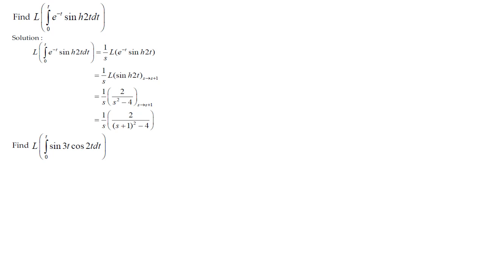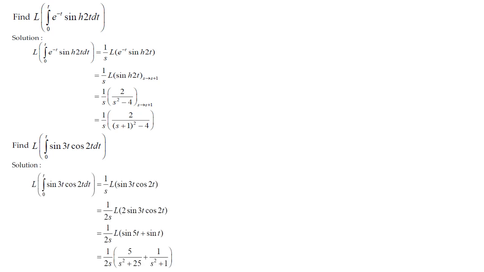Similarly, we can solve for this sum also. L of the integral from 0 to t of sin 3t cos 2t dt is equal to 1 by s times L of sin 3t cos 2t, which is equal to 1 by 2s times L of sin 5t plus sin t. When we apply the standard functions of Laplace transforms, we get the answer as 1 by 2s times [5 by s square plus 25 plus 1 by s square plus 1].